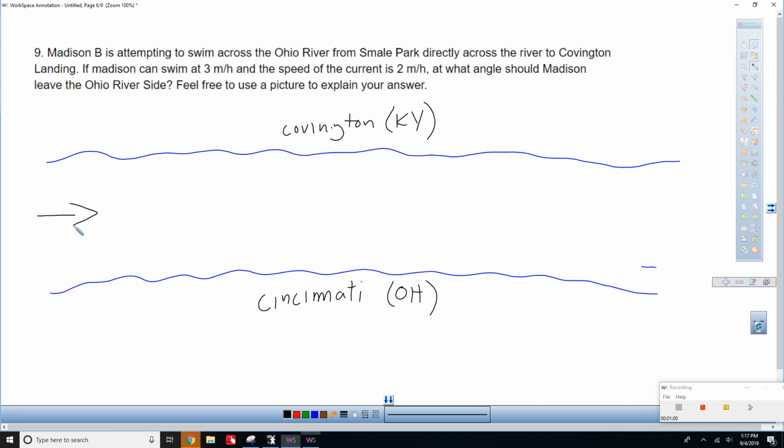Essentially, this is what we want. Okay? We want to swim directly across the river. If you haven't read the problem carefully, you should pause the video and reread it, because that was really key for me. Well, this is 2 miles per hour. Okay?